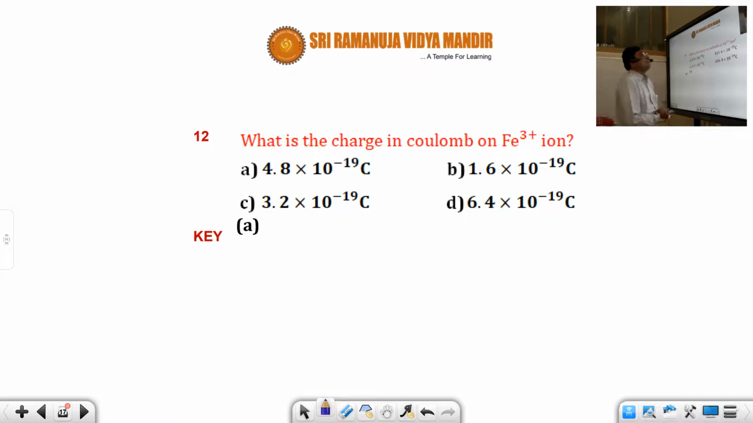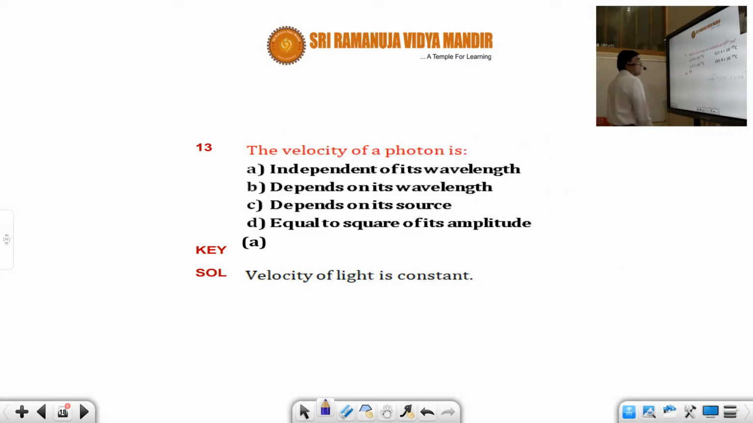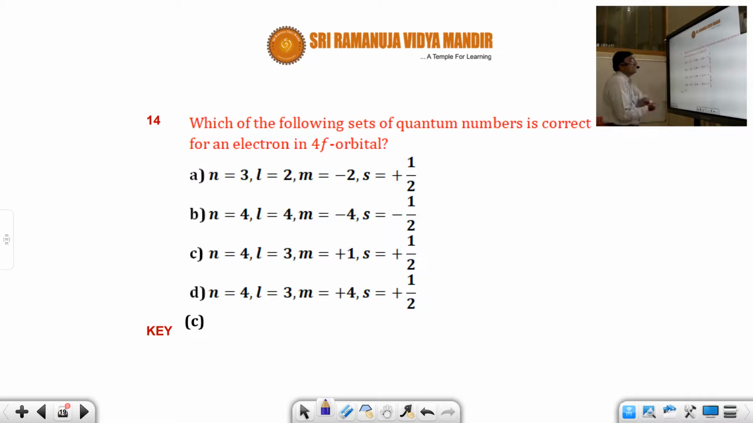What is the charge in coulomb on an Fe plus 3 ion? Fe plus 3 means the charge is 3. So, 1.6 into 10 power minus 19 into 3. That means 4.8 into 10 power minus 19 coulomb is the charge. I hope you are very clear. Next, the velocity of a photon. The velocity of light is constant. It is not dependent on anything. First of all, try to understand: electromagnetic radiation is not dependent on anything. This is a simple question. Basics.